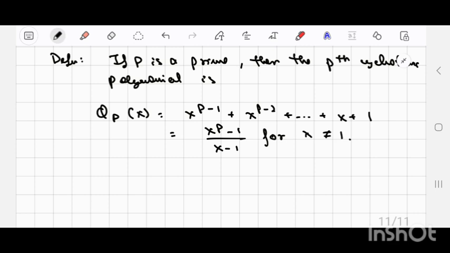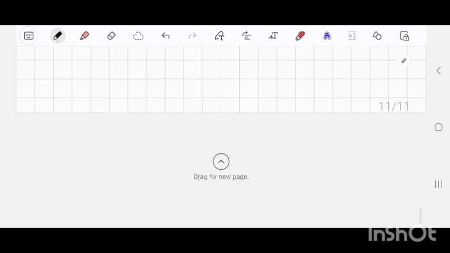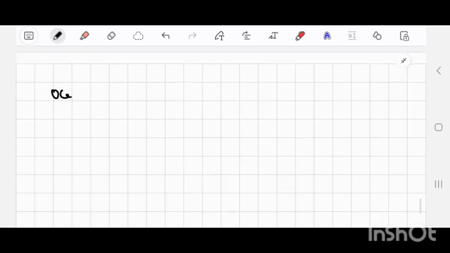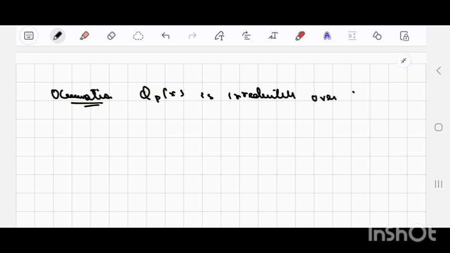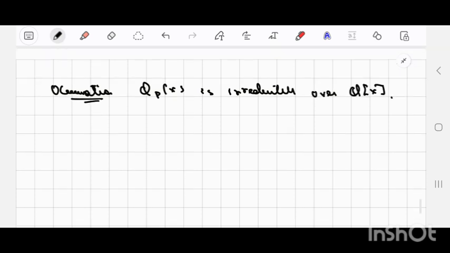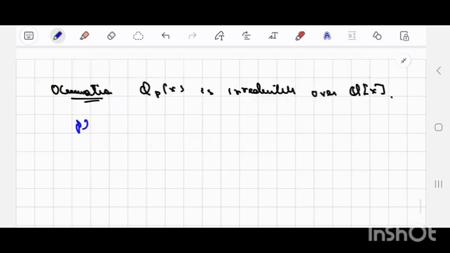Clear? So now we have a very fine observation, or you can also take it to be a corollary of Eisenstein's theorem, that is phi px is irreducible over Qx. Let's see. And the proof is very simple, just a little trick is required.